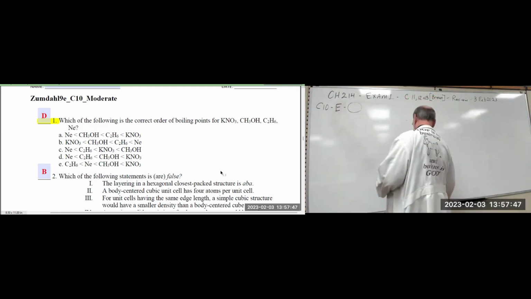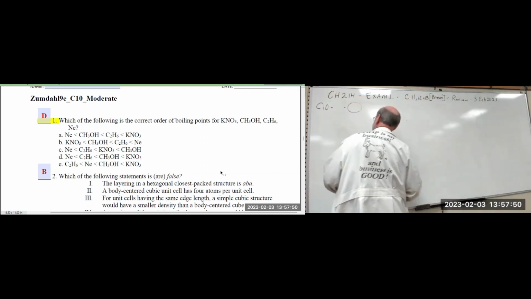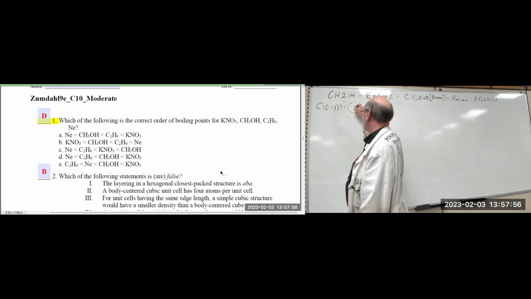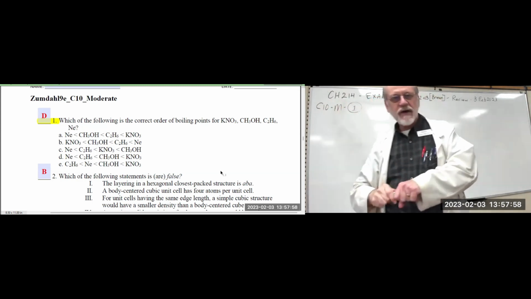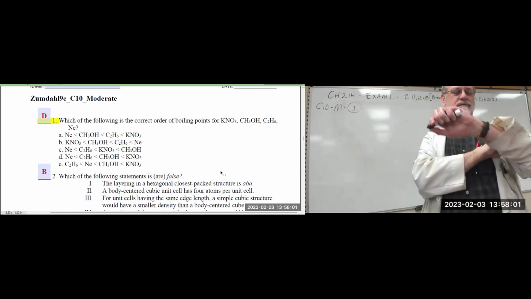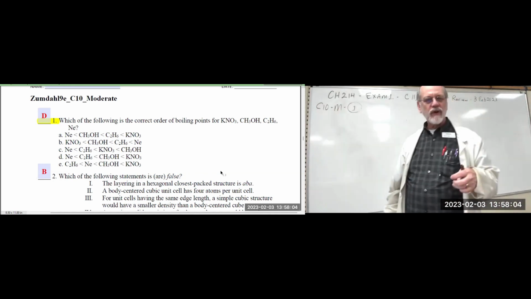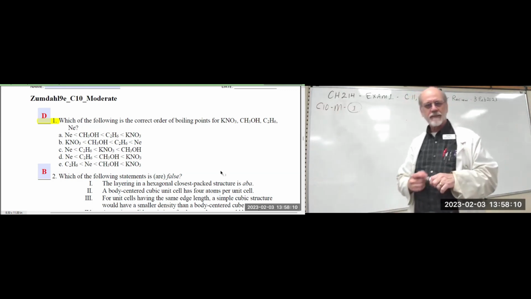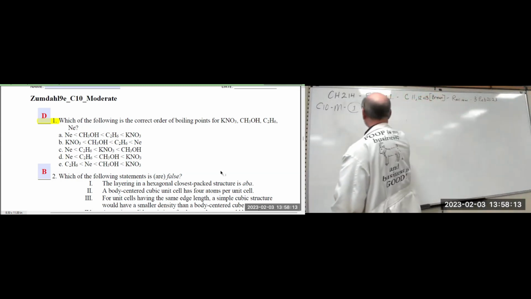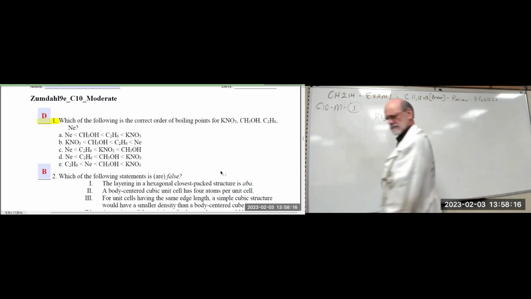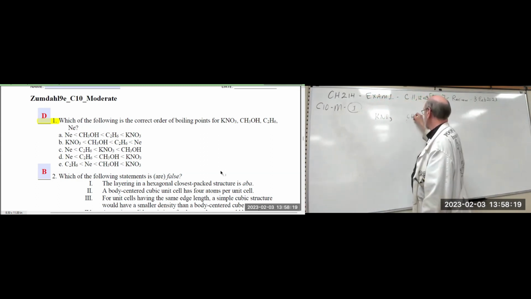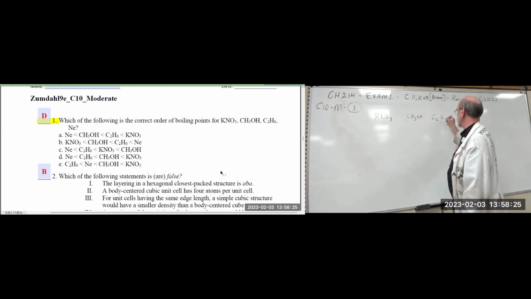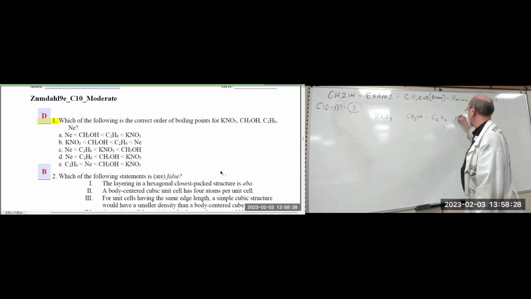So now we're moderate. Okay, those were the easy ones. Now we got some moderate difficulties. Number one. Okay, which of the following, and we're still in chapter 10. Which of the following is the correct order of boiling points for KNO3, CH3OH, C2H6, and neon? CH3OH is methanol, C2H6 is ethane, and neon.